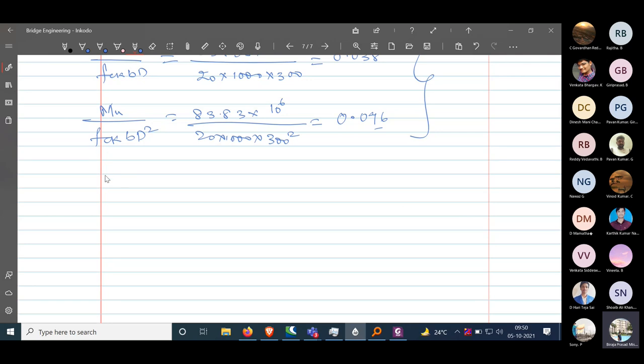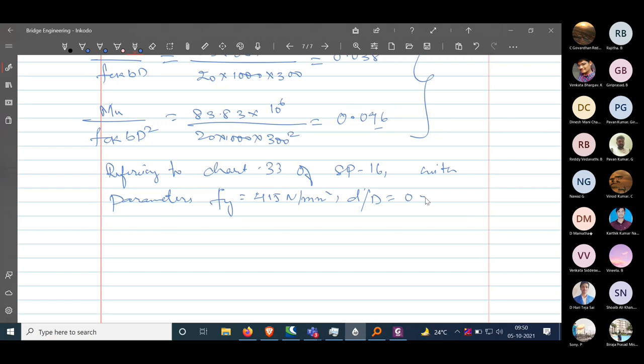Okay, so for these two ratios we can refer to the same chart 33. So referring to chart 33 of SP16 with parameters fy equals 415 newton per mm square and d dash by d equals 0.15. Okay, so p by fck equals 0.025.